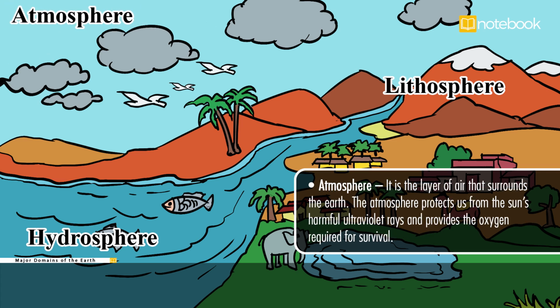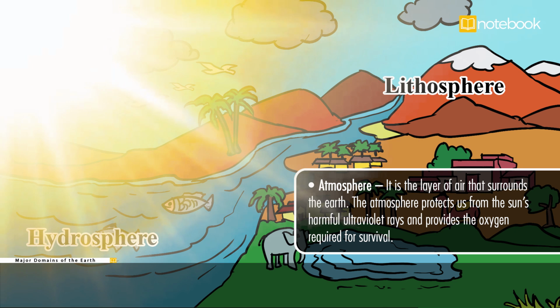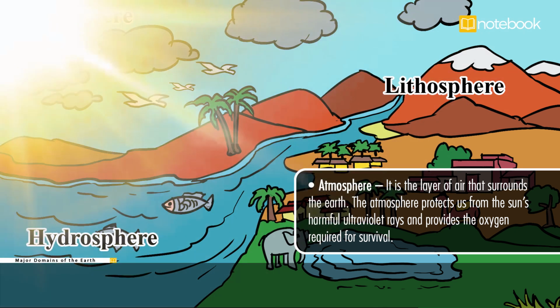Atmosphere. It is the layer of air that surrounds the Earth. The atmosphere protects us from the sun's harmful ultraviolet rays and provides the oxygen required for survival.